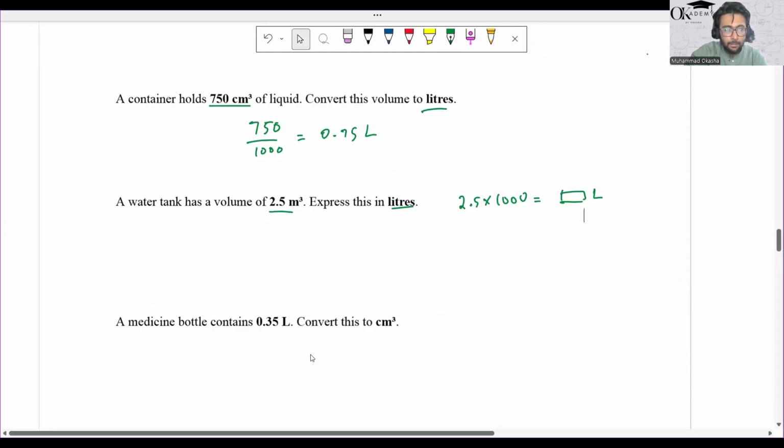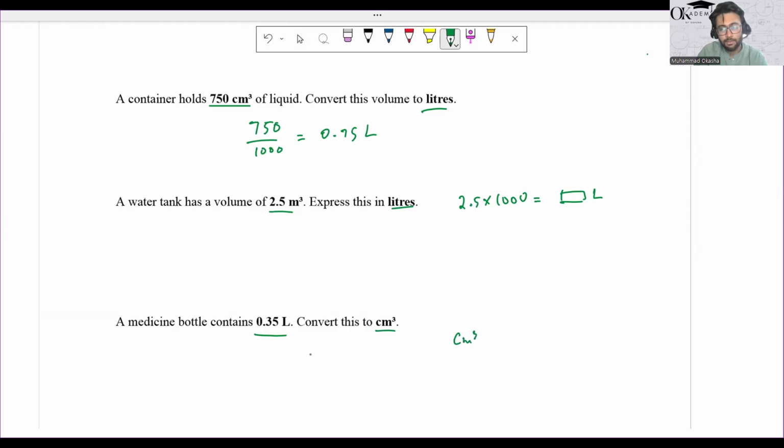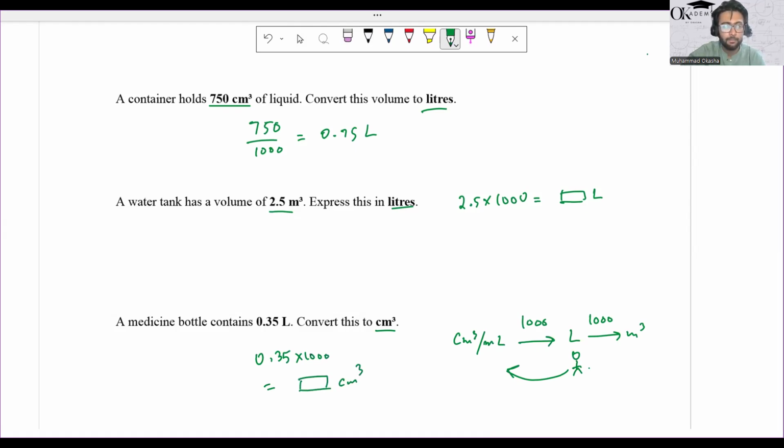A medicine bottle contains 0.35 liters. Convert to centimeter cube. So we know that centimeter cube or milliliter is the same thing as liters to meter cube, and we have a conversion ratio of 1,000. 0.35 liters, that's where I stand. I want to convert this into centimeter cube. Again, going backward, so multiplication, 0.35 times 1,000, and I'll get a certain number in centimeter cube.